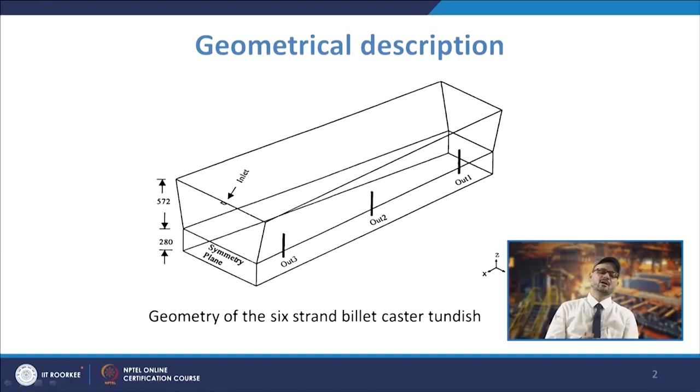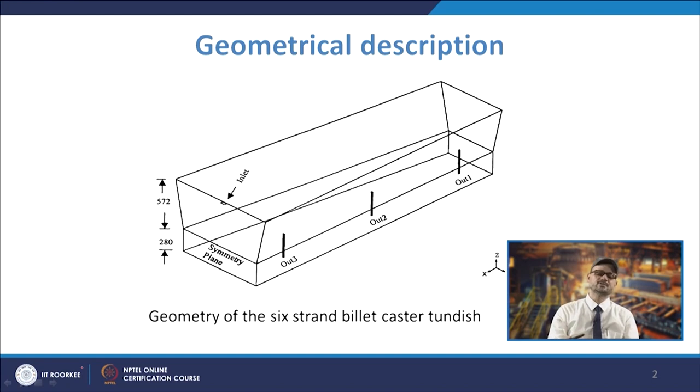So, as we discussed, we will be talking about a particular geometry. This is the geometry of a 6-strand billet caster Tundish. This is the work which was done earlier by me. What I wish to show is how, with the help of a particular problem, you can show how the analysis is to be carried out and how you understand the computation of different parameters inside the Tundish. So, this is a typical geometry.